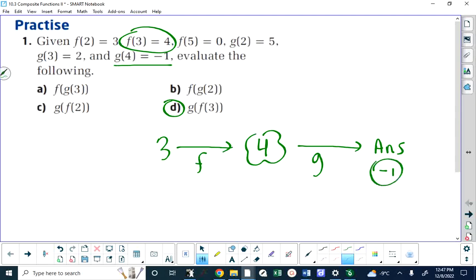And I think as long as you understand this input turning into an output, and that output becomes the input in the next stage, I think you're okay. You just have to do a little bit of sleuthing to find out what those numbers are.